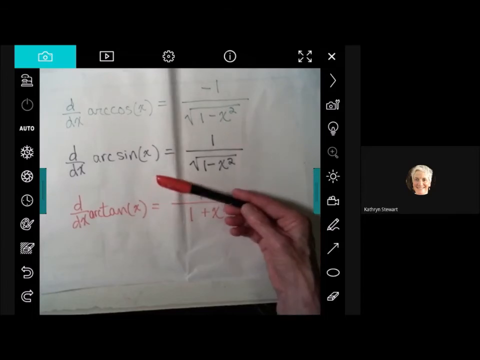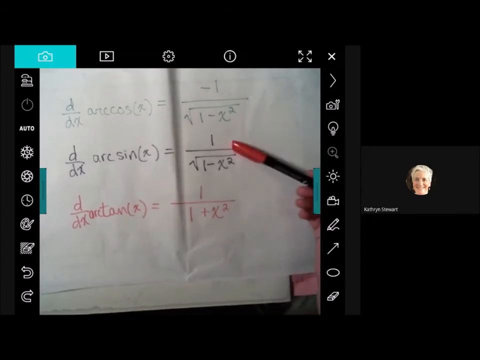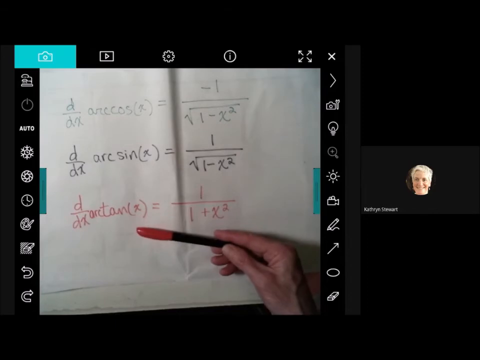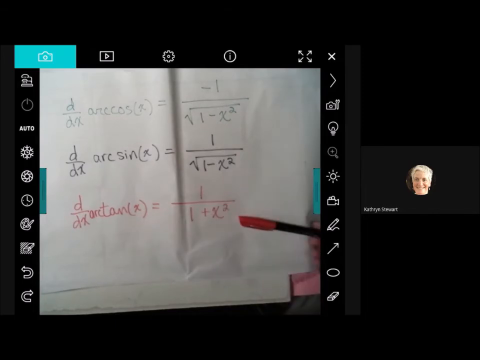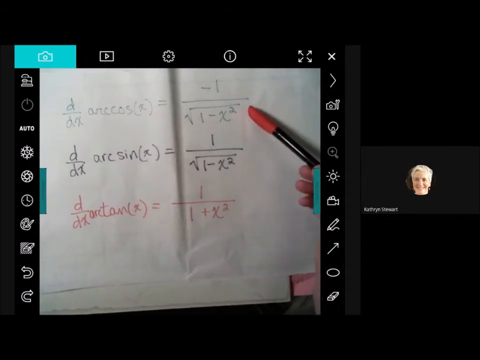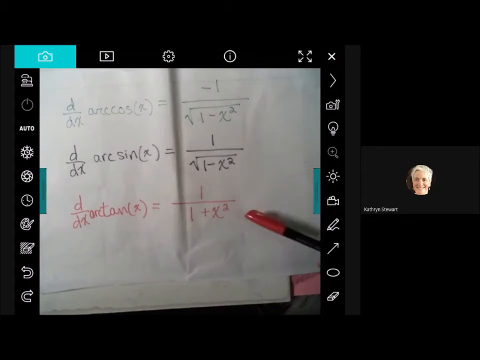The derivative of arc sine of x is the same except it's positive. The derivative of arc tan of x is 1 over 1 plus x squared. I think you could figure out how to derive arc sine of x. We do it exactly the way we did it for arc cosine and arc tan also. The other way to come up with these is to use the cool inverse function derivative theorem that we created and discovered. So you can play around with that as well.